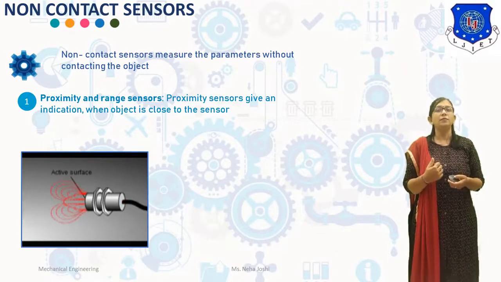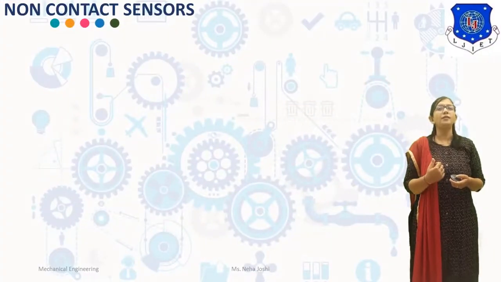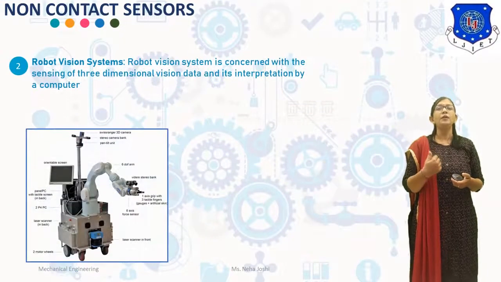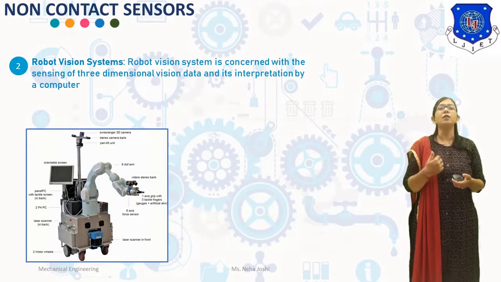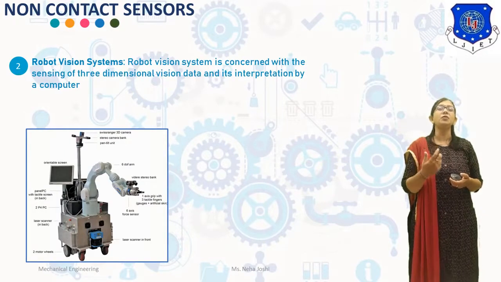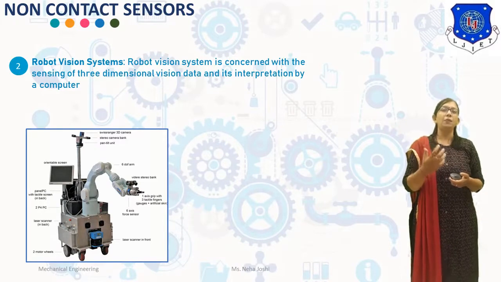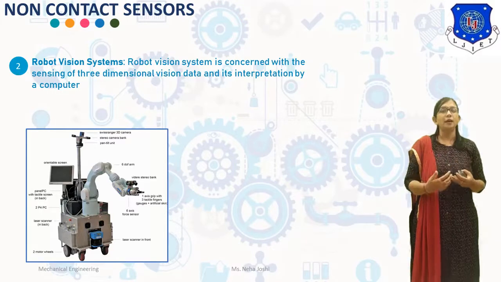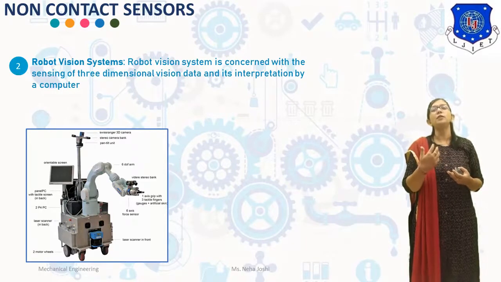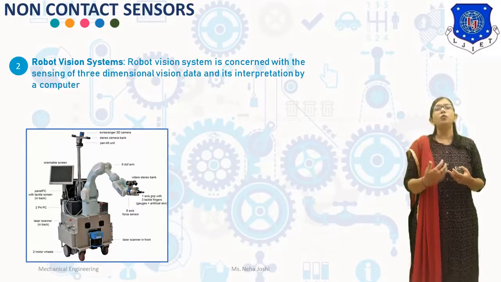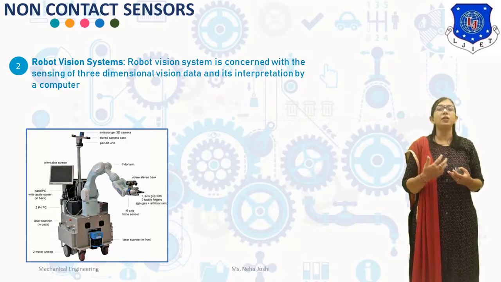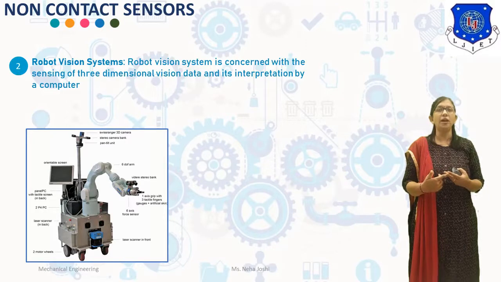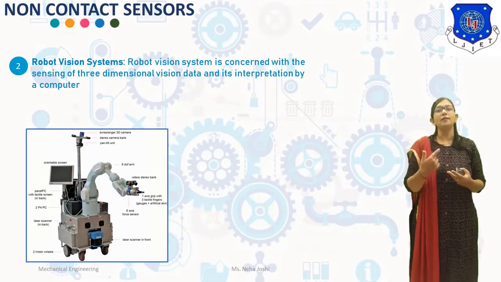Next one is robot vision system. Now, robot vision system is concerned with the sensing of three-dimensional vision data, and it's interpreted by a computer. A typical robot vision system consists of a camera, digitizing hardware, and a digital computer and software. The operation of robot vision system consists of three functions: sensing and digitizing image data, and image processing and analysis.